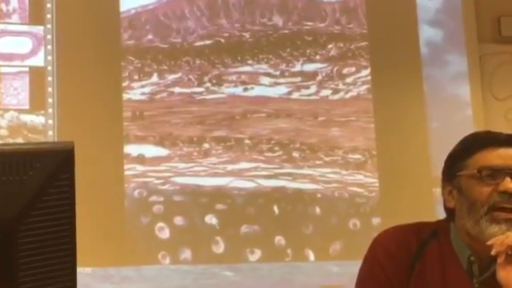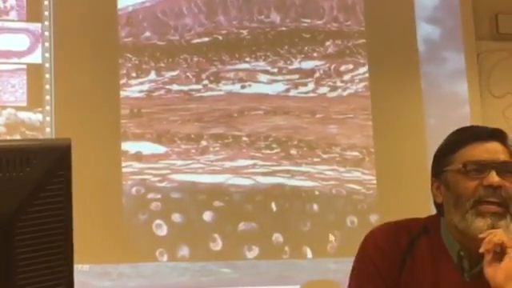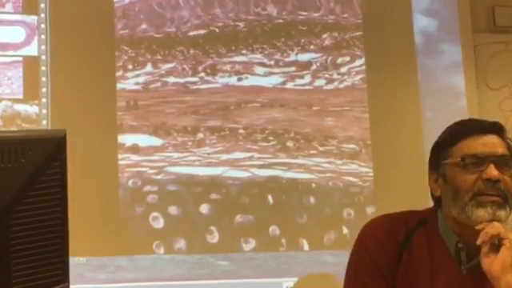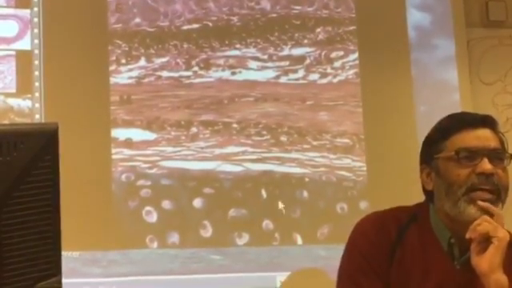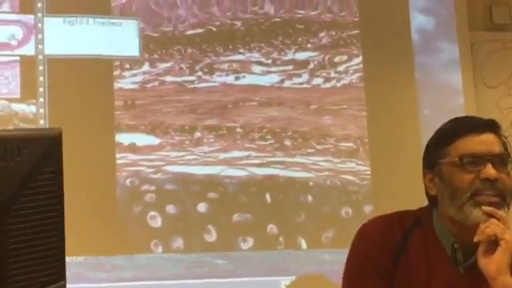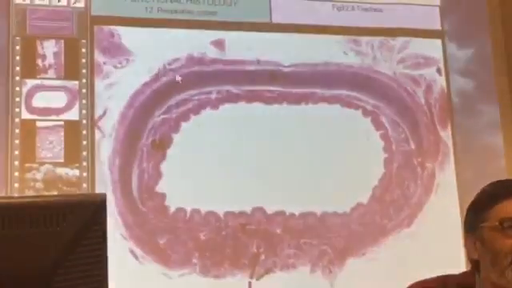You can see hyaline cartilage here, and in the hyaline cartilage you can see these are the cartilage cells, and this is the ground substance. This cartilage is just like that cartilage.